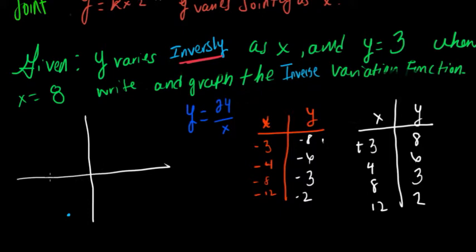-4. So that's -3, -4 will be right here. -6 will be about right there. Then this will be -8. That's going to go all the way out over here. Then we're going to go down -3. That's going to be about right there. Then it says we're going to do -12 and 2. So that's going to go about right there.